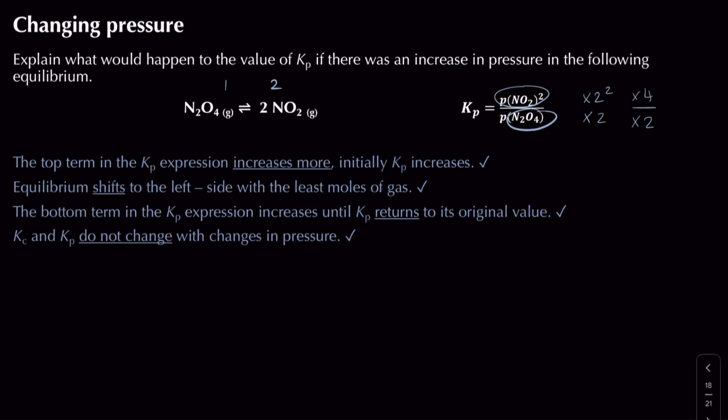So yeah, what would I need to be able to say in terms of the exam to get the marks? The top term in the Kp expression doesn't just increase, it increases more, and so initially Kp increases, the equilibrium shifts to the left hand side, the side with the least moles of gas, and then the bottom term in the Kp expression, that's going to increase until Kp returns back to its original value. Kc and Kp, they don't change with changes in pressure, and that's how we answer our pressure questions.